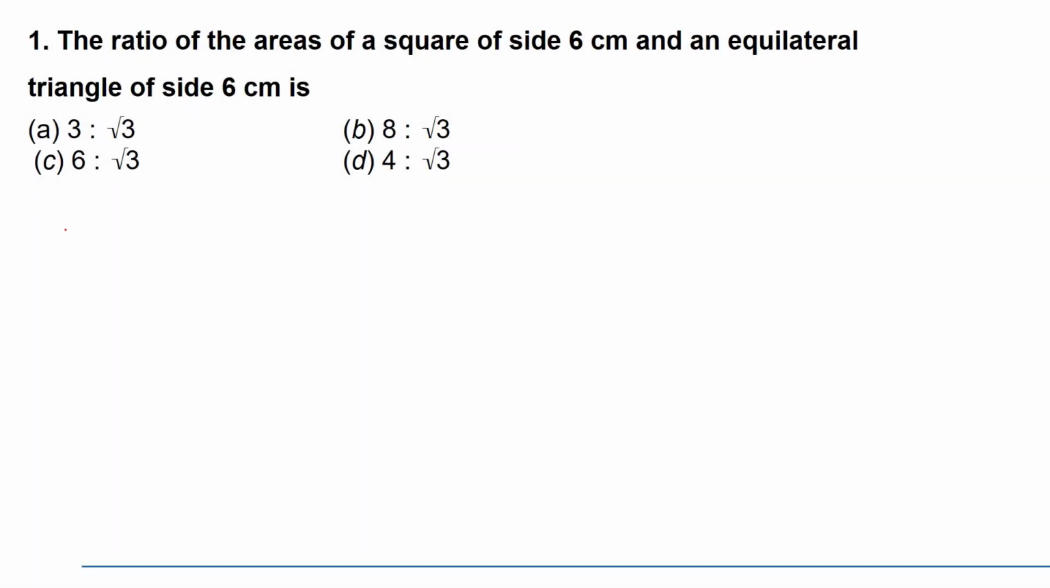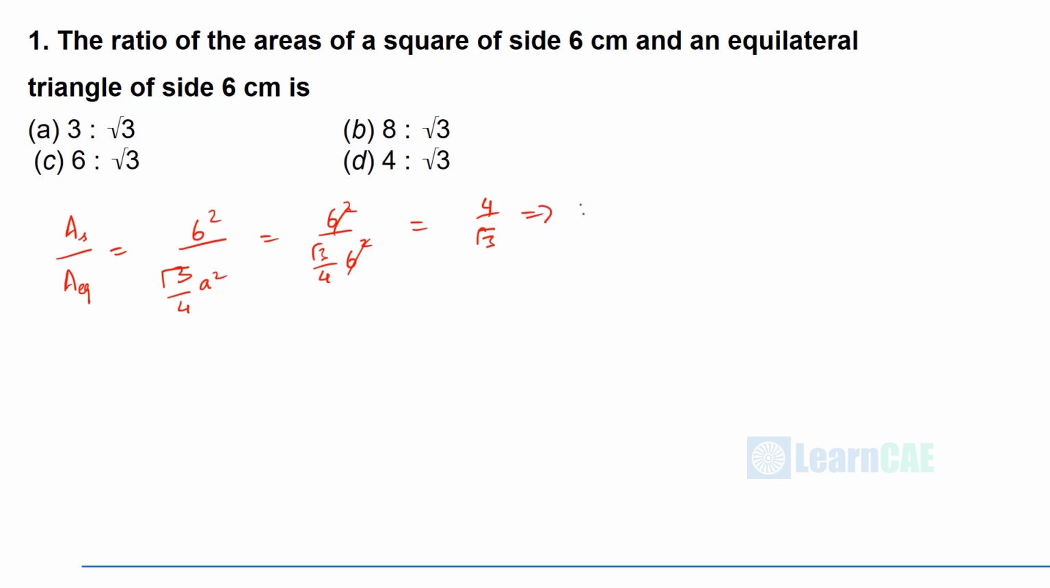The ratio of areas of a square of side 6 cm and an equilateral triangle of side 6 cm is, so the ratio of square area to equilateral triangle area is equal to: area of square is 6 square, and area of equilateral triangle is root 3 by 4 a square, which is 6 square. So 6 square by root 3 by 4, 6 square. This will get cancelled. The ratio is 4 by root 3, or 4 is to root 3. The answer is D.